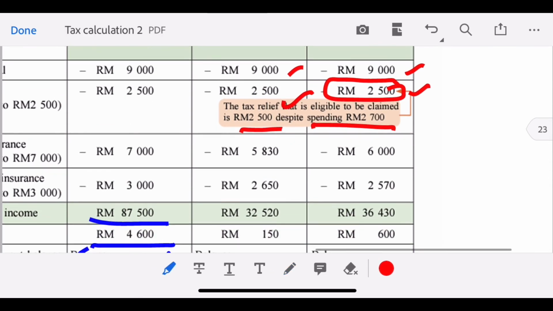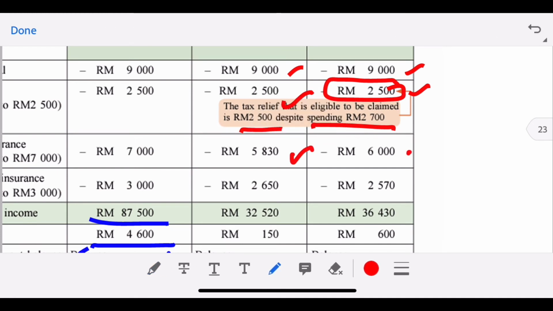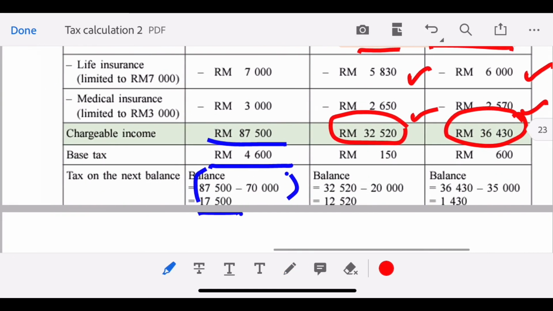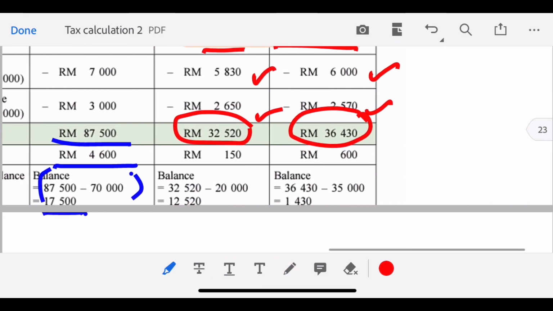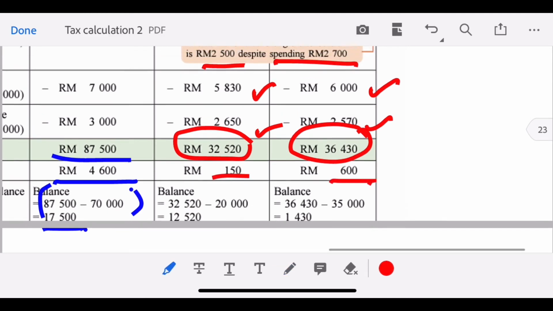Okay, so then this one is the insurance 5,830 and 6,570 for the wife, and the chargeable income for Mr. Rajan and for the wife are different. So the base tax for Rajan is 150, for his wife is 600.